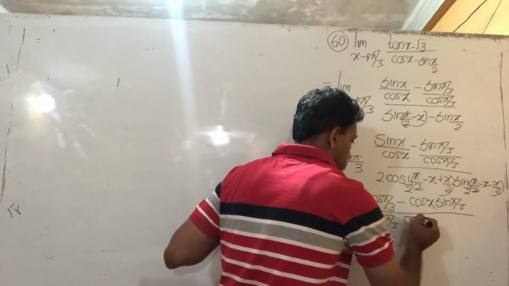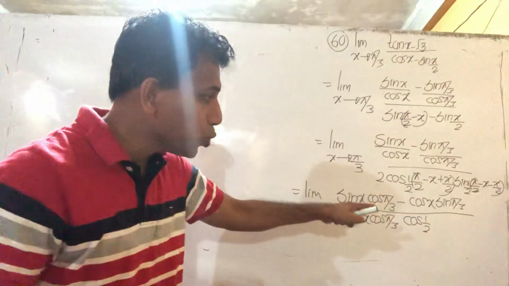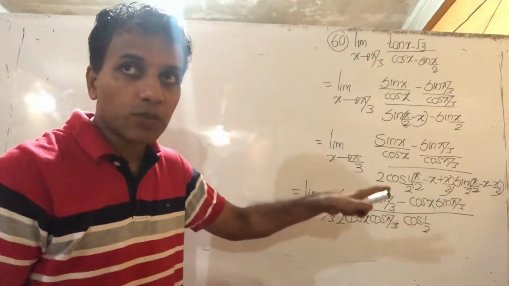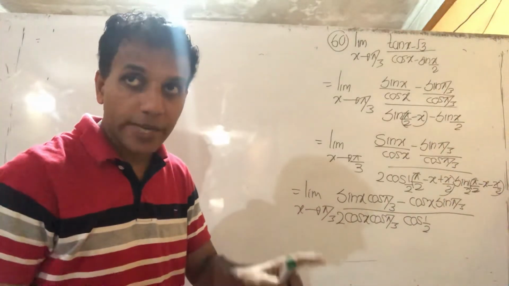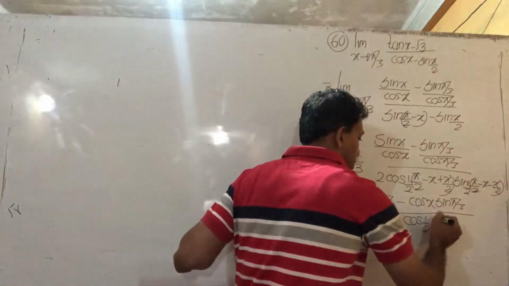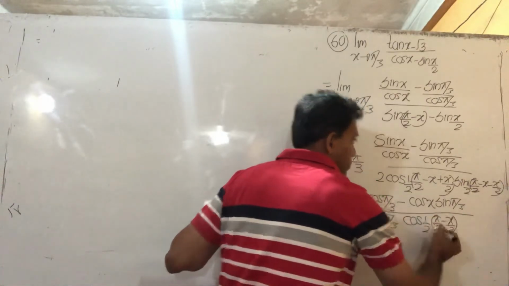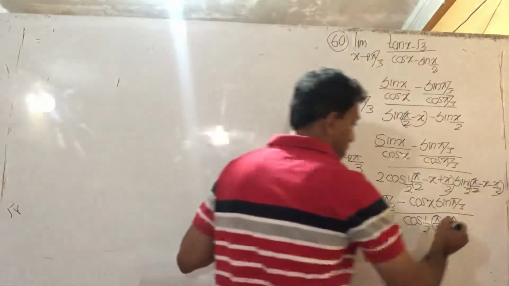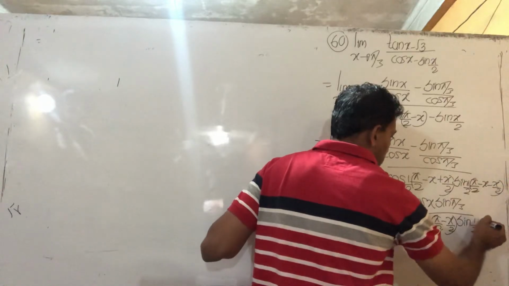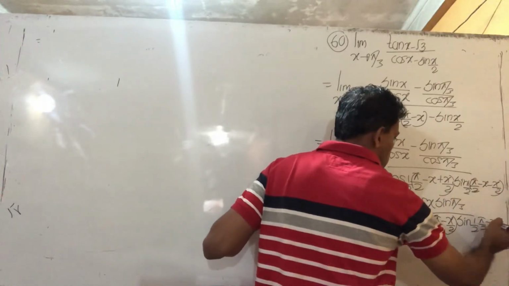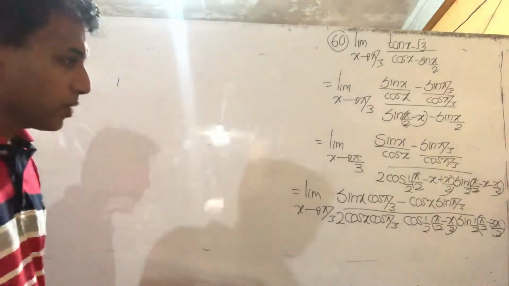Cos half, what is the angle inside? Pi by 2 minus x plus x by 2. What is minus x plus x by 2? That is minus x by 2. So cos half into pi by 2 minus x by 2. Okay, the same, write the other one, sine half, what is that, pi by 2 minus 3x by 2, is it? Check that, minus 3x by 2, right? You can view this video properly, right?